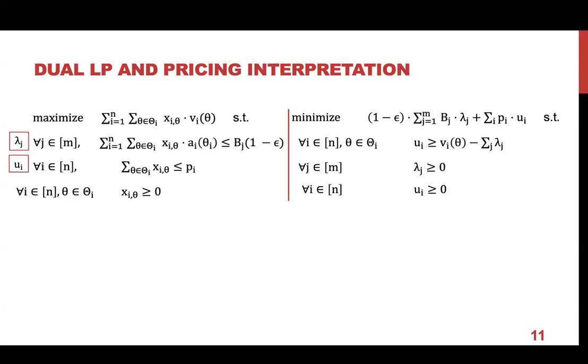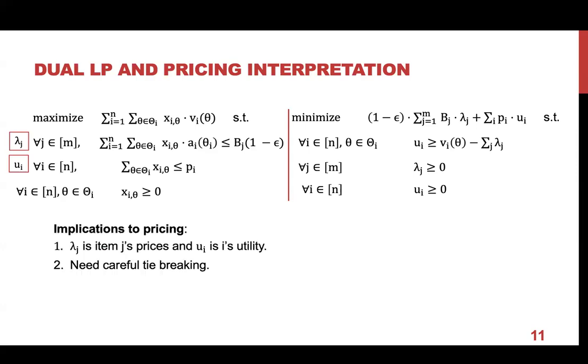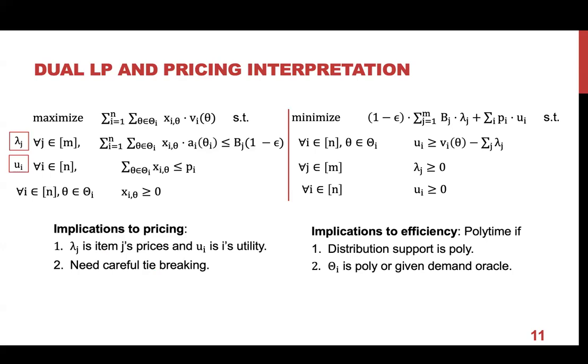It turns out the separation oracle for this LP is nothing but the demand oracle. So you can define these variables like lambda_j and u_i. They have some economic interpretations as well, like some kind of prices and utilities. So the separation oracle for this dual LP is nothing but the demand oracle. So as long as you can do the demand oracle, you can solve even the LP in polynomial time. But yeah, that's the observation.